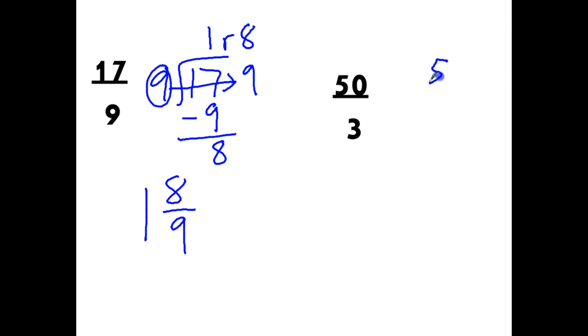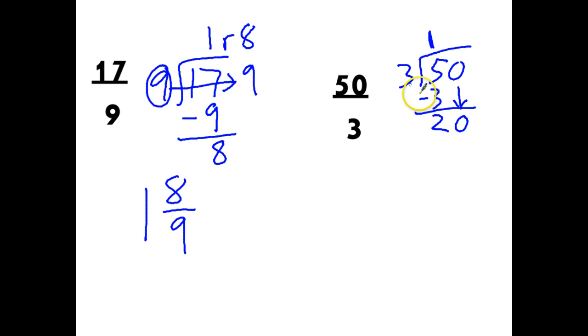50 divided by 3. This time I'm going to have to go a couple steps through here. So there's 1, 3, and 5. I subtract, I've got a 2, bring down my 0. I'm not finished because I don't have a number above this 0. So I'm not going to say 1 and 2/3, because that hasn't simplified me to a mixed number.